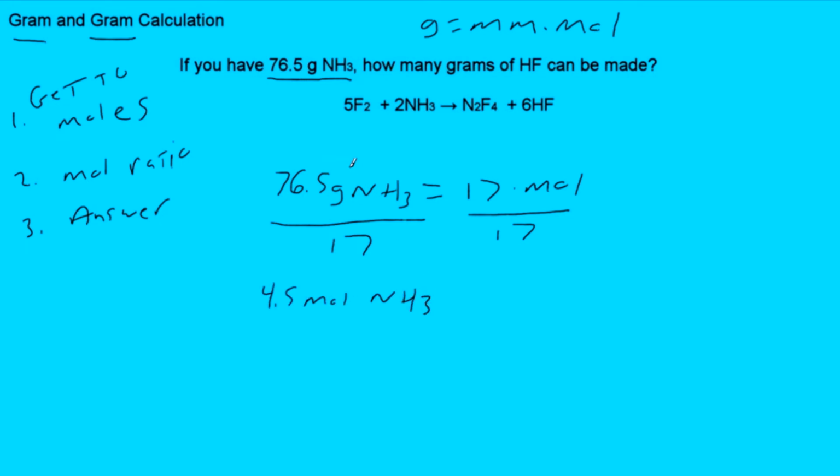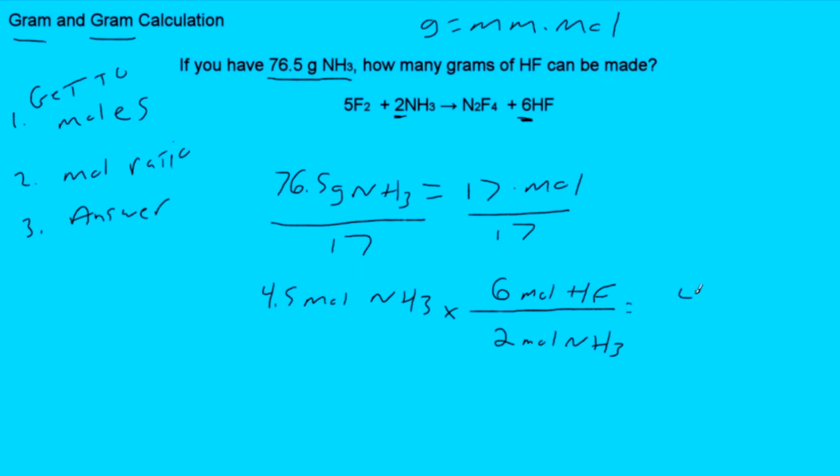So again, all we did here is convert from grams to moles. We got to moles first. Step 2, mole ratio. So we're going to use our equation. Here's the NH3. We're going to use this 2 here. 2 moles of NH3. Again, write your units down. It'll help you not make mistakes. And we're looking for grams of HF. So in our mole ratio step, we need the 6 here because that's what we're looking for. We're going from ammonia to HF. So 6 moles of HF.